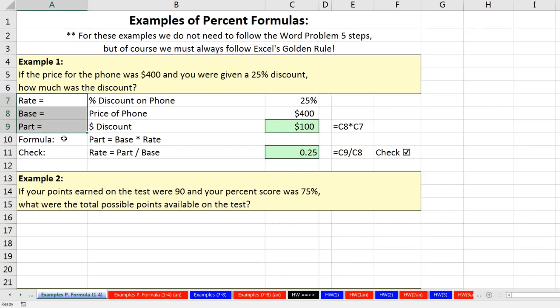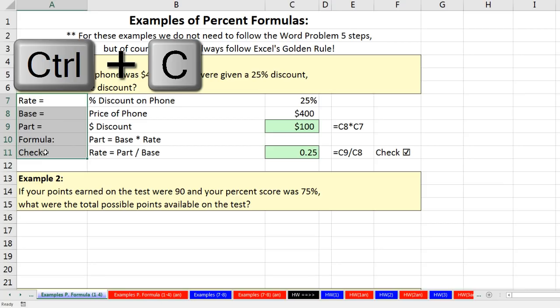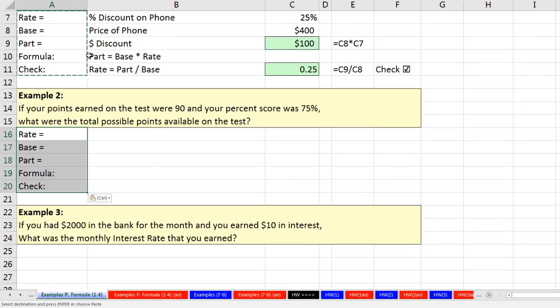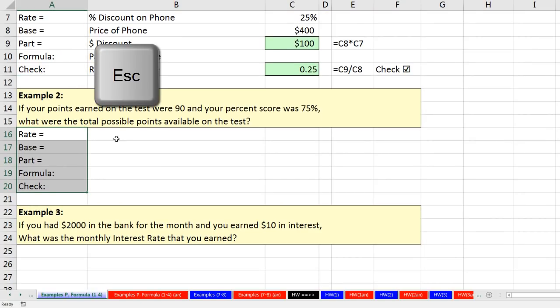Now let's go on to example 2, and guess what? I'm going to cheat. I love Excel. I can copy. These are the labels I'm going to use every time. Control C and Control V. I can turn off the dancing ants with escape.